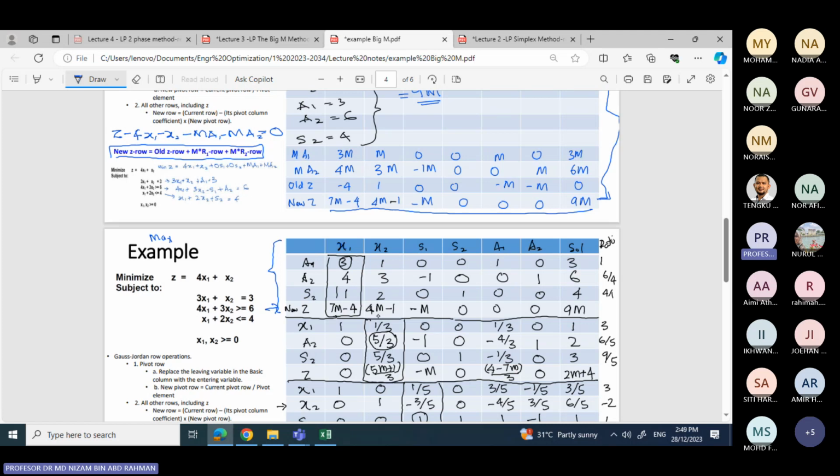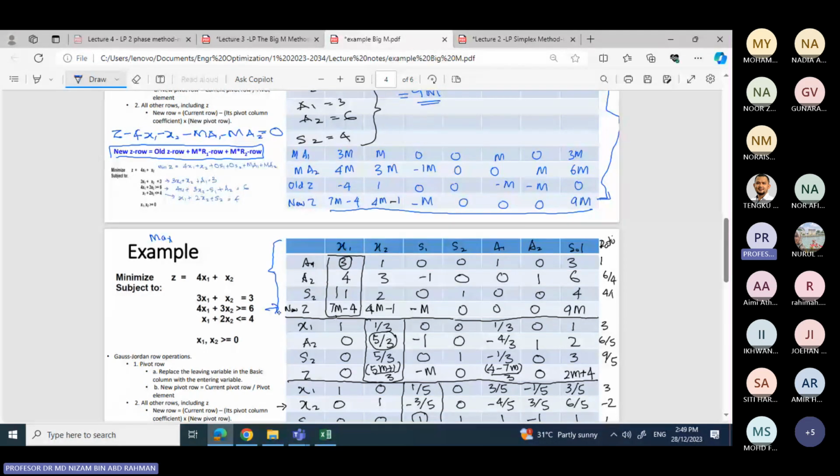Does it make sense? That's why we call it big M. M is a very, very huge number. How huge is huge? You can put, let's say, a trillion relative to the other variables. So 7 times m equals 7 trillion, minus 4, of course, is positive, right? So 4m minus 1 is also positive. Minus m is negative, 0, 0, and 9m is positive.